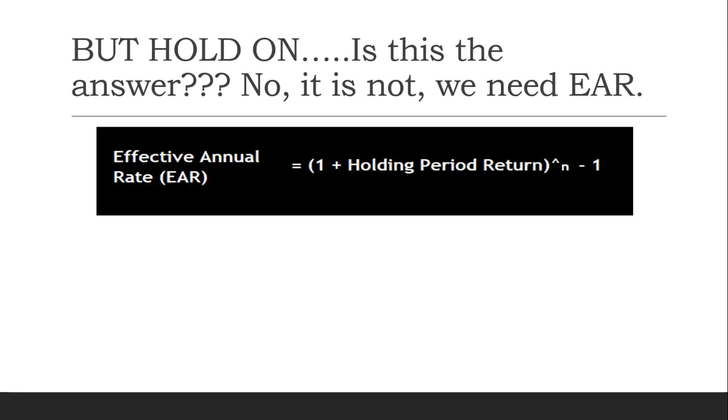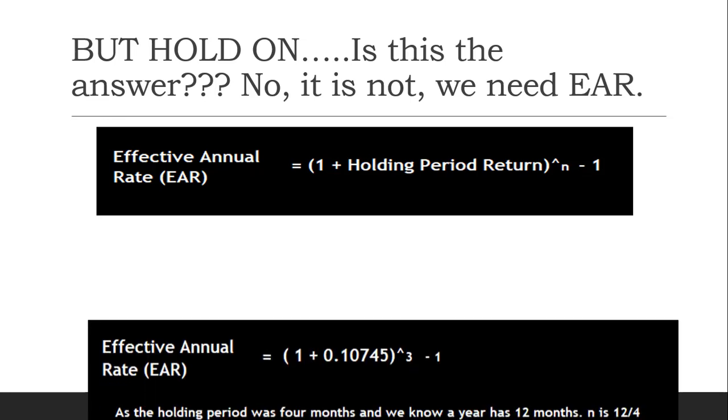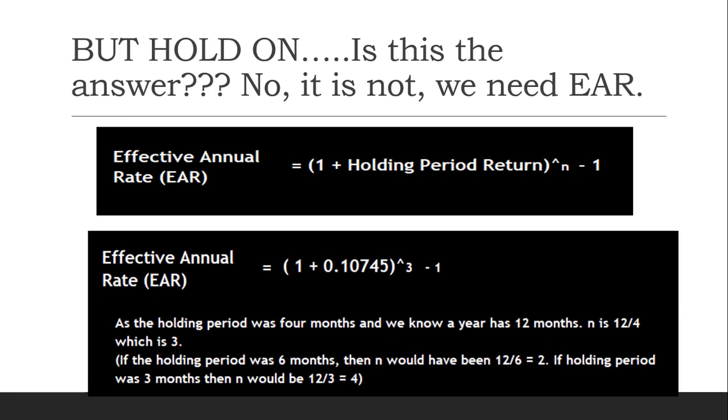The formula for that is right in front of you. You can see we input the numbers, and usually where students make mistakes is the value for n. They wonder how we got 3. I've given you a nice explanation at the bottom: the holding period was 4 months, and we know that a year has 12 months.